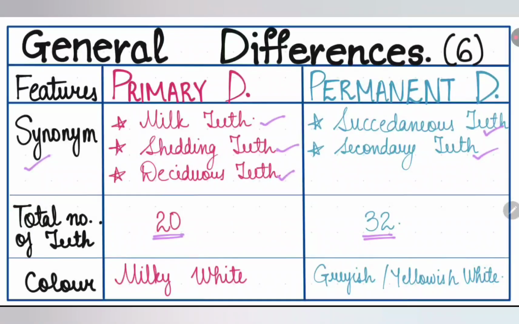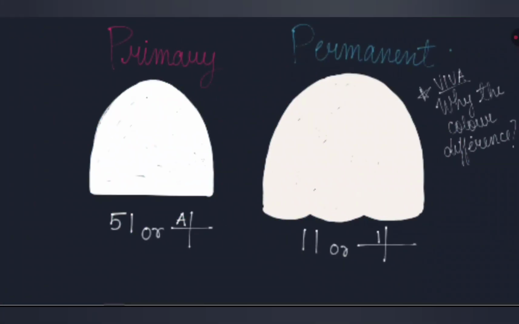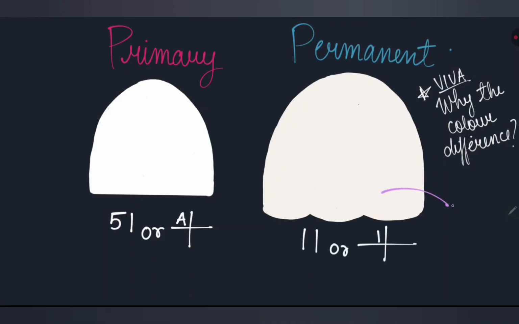Now the color of the teeth. Primary teeth are milky white in color, and the permanent teeth are yellowish white in color. Why the color difference? This question is frequently asked in viva: why do permanent teeth look grayish or yellowish white and not milky white? The answer is that the dentine is thicker in permanent teeth and the enamel is more translucent. Therefore, the permanent teeth appear more yellowish white, right?